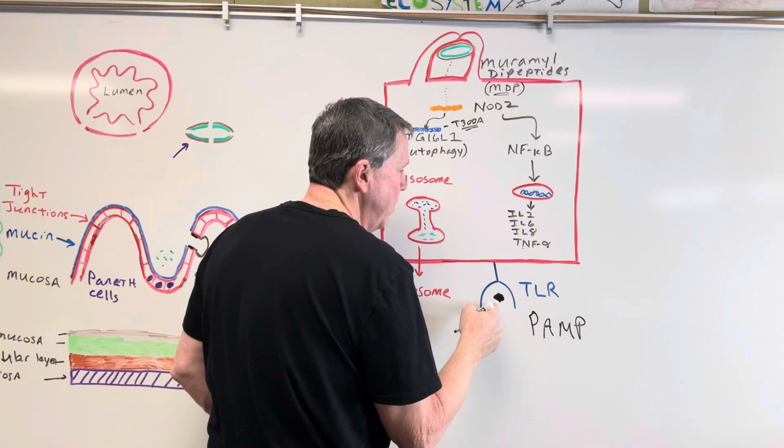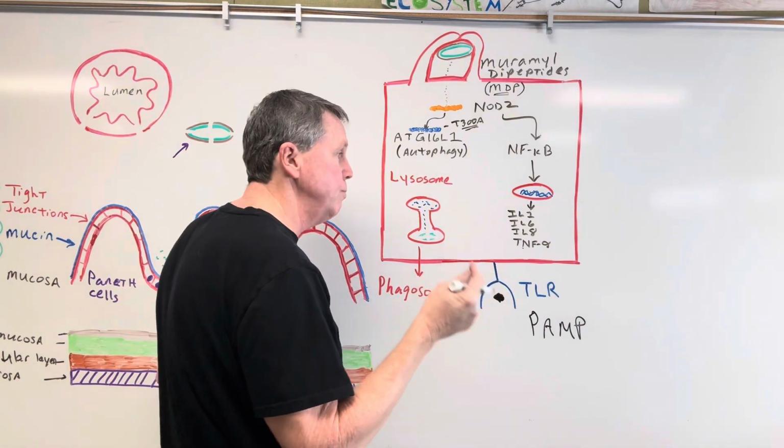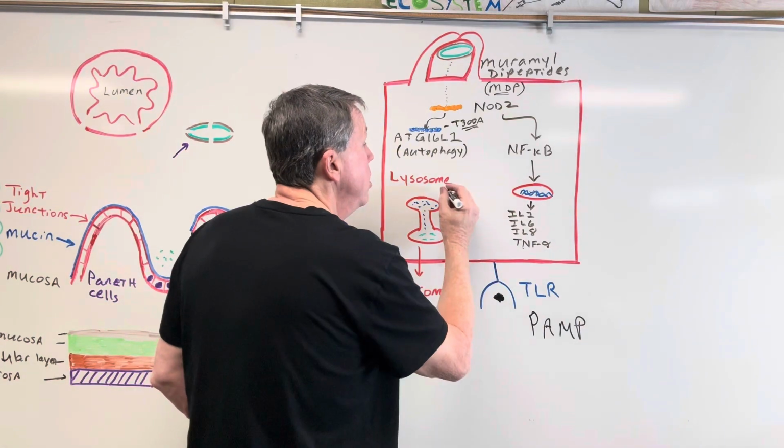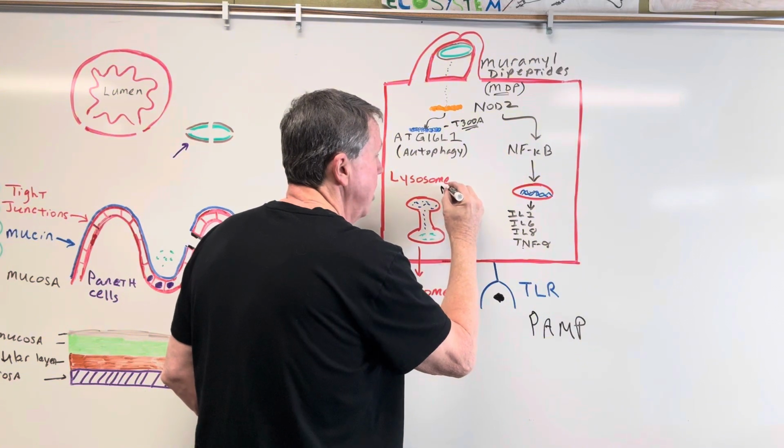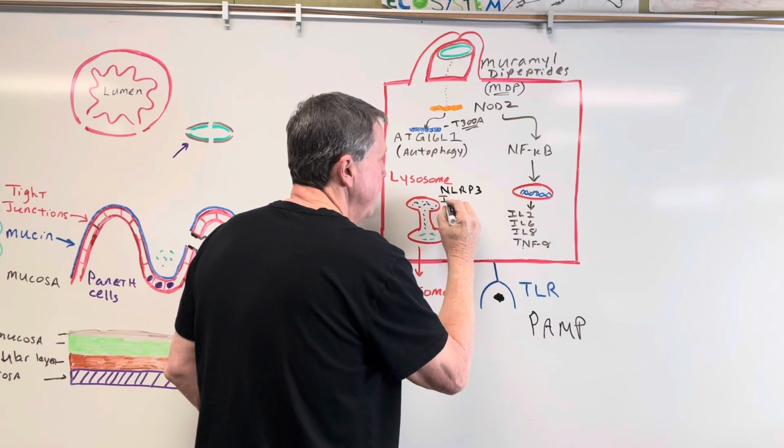When it does that, what this is going to do is it's going to make 3 different types of cytokines. Remember, cytokines produce inflammation. So the first one is going to produce something called NLRP3 inflammasome.